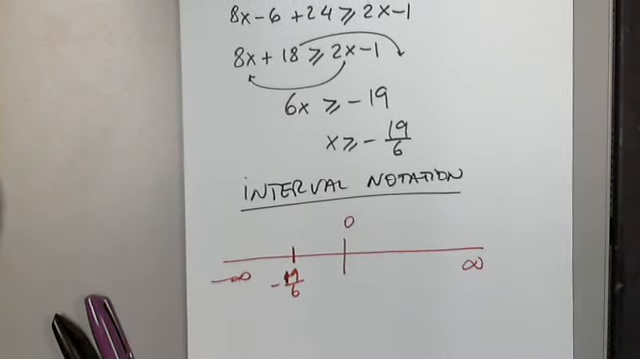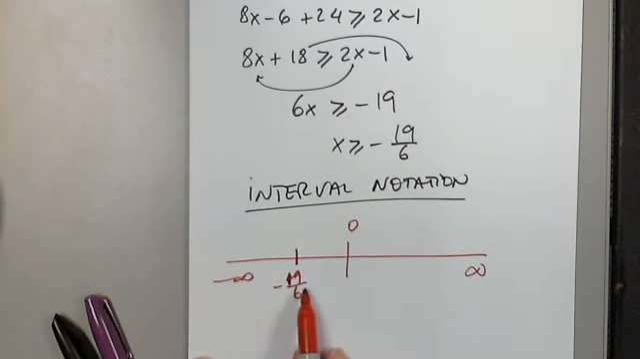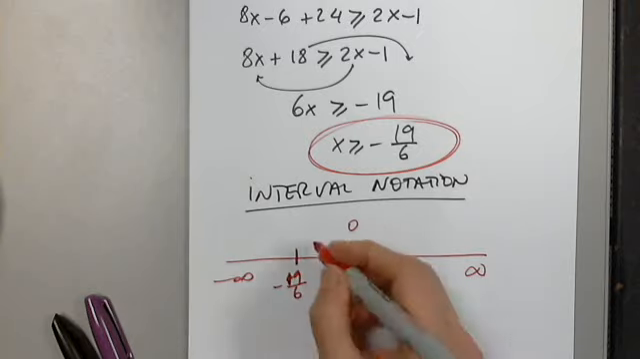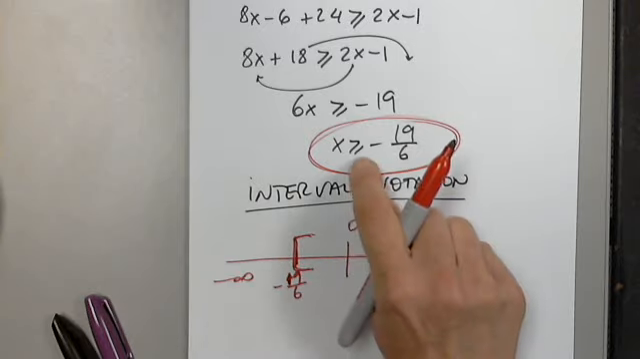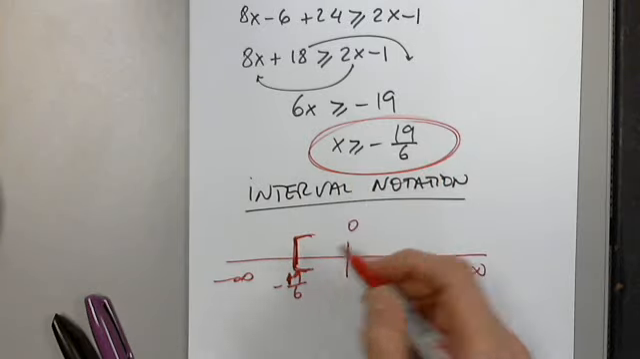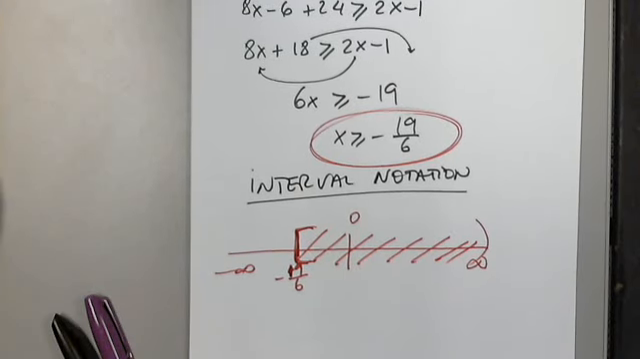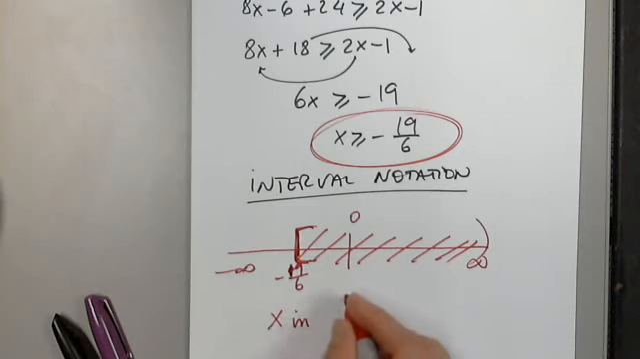So now, which direction am I going into for this? To the right, with a bracket. Why a bracket? Because of the equal symbol. Bracket. Yes, it's a full circle, if you want to use that. But this is the interval notation, and I write x is a number in the interval, bracket, negative 19 over 6, comma, infinity. So this is the interval notation.